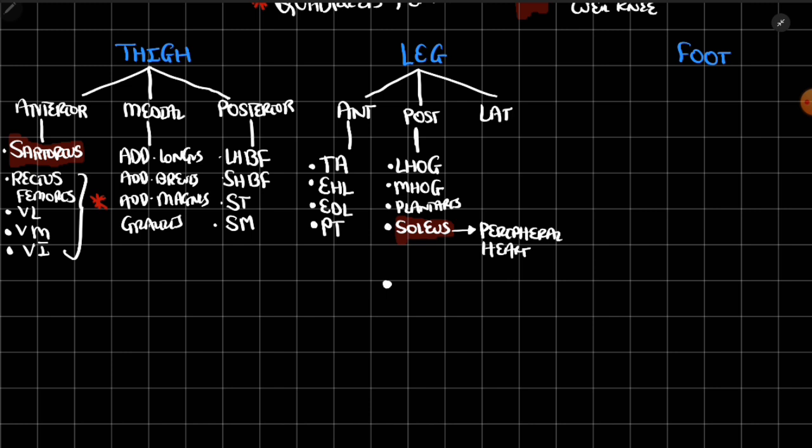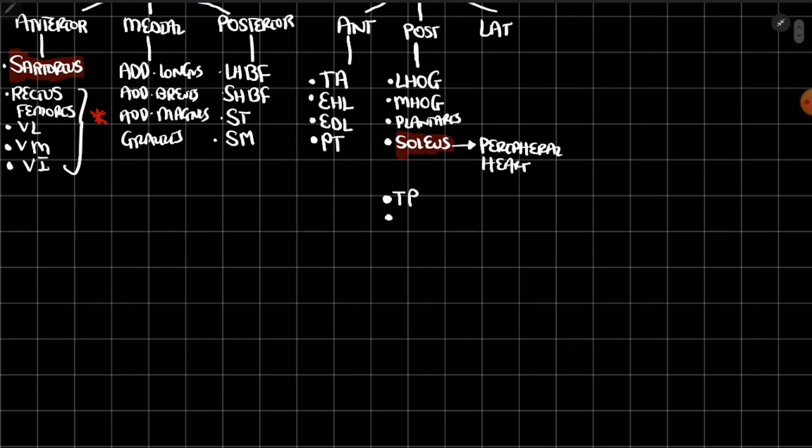More deep to the soleus, laterally we have the tibialis posterior. Then more medially, in the middle, we have the muscle flexor hallucis longus. Flexor hallucis longus is more laterally and tibialis posterior is more medially. And then on the medial side we have flexor digitorum longus.